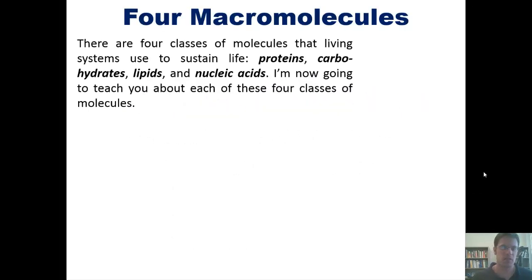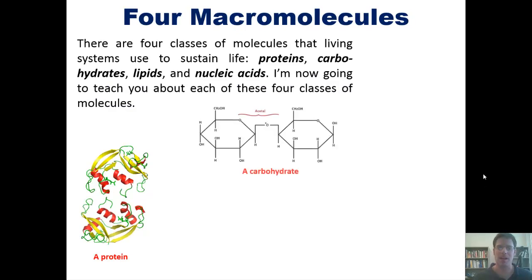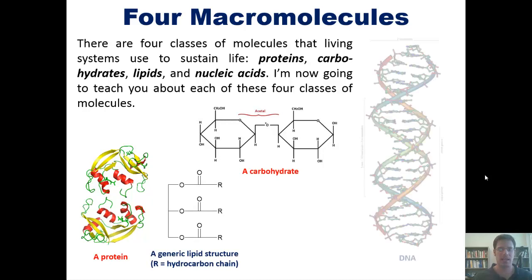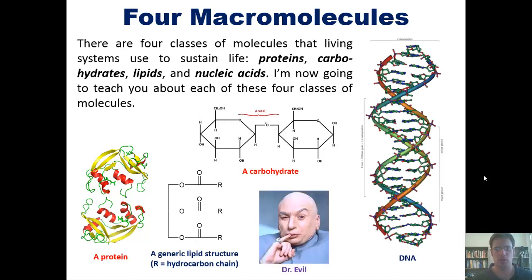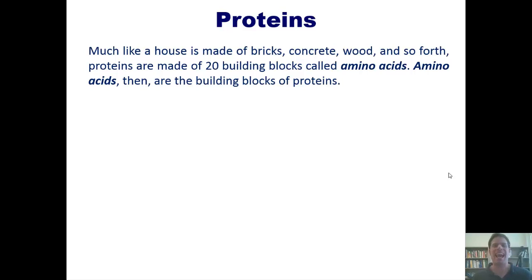So as I mentioned in our last video, there are four classes of molecules needed to sustain life: proteins, carbohydrates, lipids, and nucleic acids, and a picture of Dr. Evil just for fun. I'm now going to introduce you to amino acids, and by extension proteins and carbohydrates. So much like a house is made of bricks, concrete, wood, and so forth, proteins are made of 20 building blocks called amino acids.